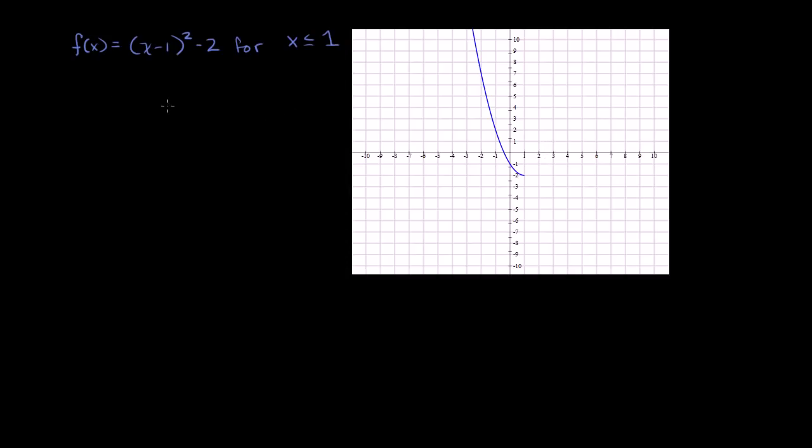A good place to start, let's just set y equal to f(x). So we could say y is equal to f(x), or we could just write that y is equal to (x - 1)^2 - 2, for x less than or equal to 1. But right now we have y solved for in terms of x. To find the inverse, we're going to want to solve for x in terms of y. And we're going to constrain y similarly.